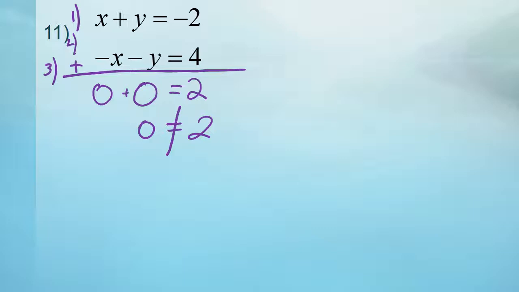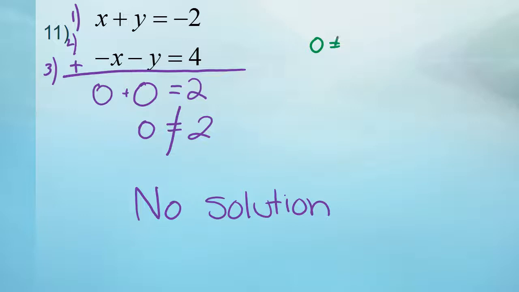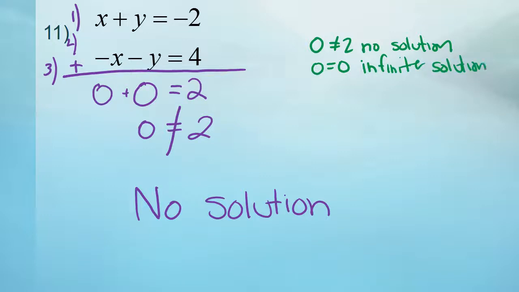In this case, when it's not true, what type of solution do we have? We would have no solution. Just as with substitution, if you have a number not equal to itself, it's no solution. And if you have a number equal to itself, that's when you have infinite solutions. So just a reminder as far as what you might end up with for answers.